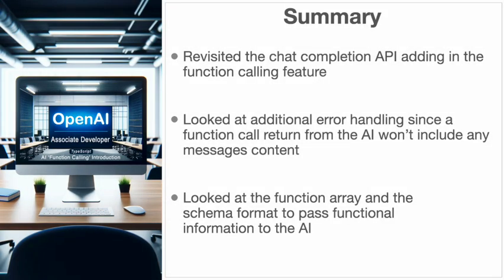Now that we have our configuration object set up, go ahead and compile and run your application. Instead of a standard response from the AI, you'll receive a JSON object with the function's name and parameters. In this lesson, we revisited the chat completion API and looked at preparing the function response and the tools array to pass the function's information to the AI.